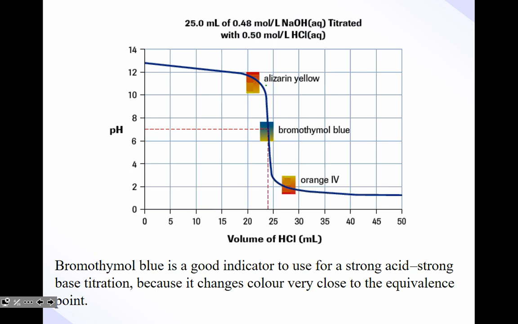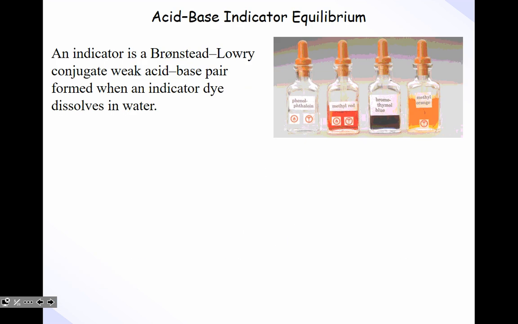When you're talking about indicators, bromothymol blue for this case of strong acid, strong base combo, is a good indicator to use for a strong acid, strong base titration because it changes color very close to the equivalence point. Orange 4 changes color way too low, and alizarin yellow changes color way too high, so they're not appropriate. An indicator is a Brønsted-Lowry conjugate weak acid-base pair formed when an indicator dye dissolves in water.